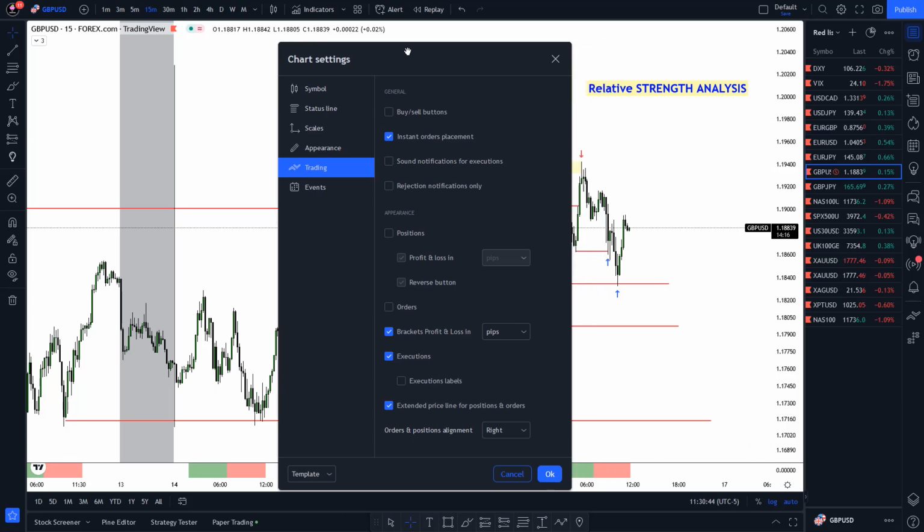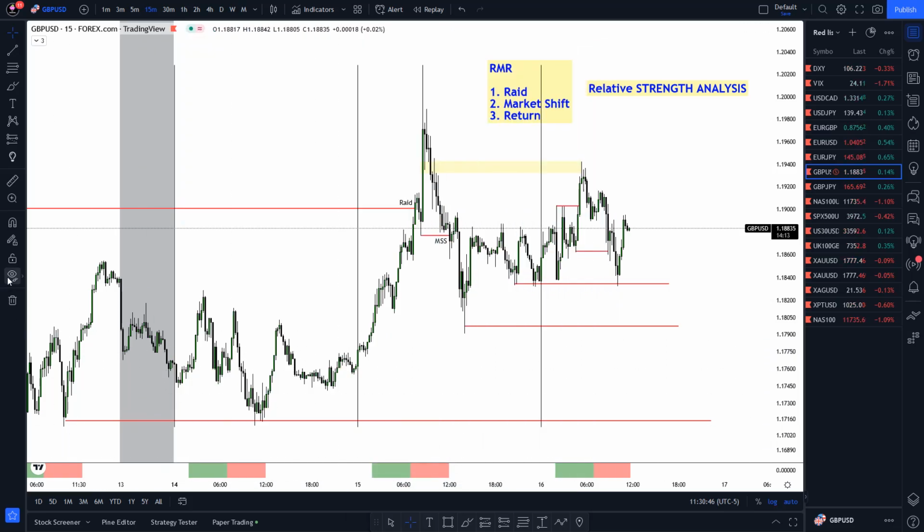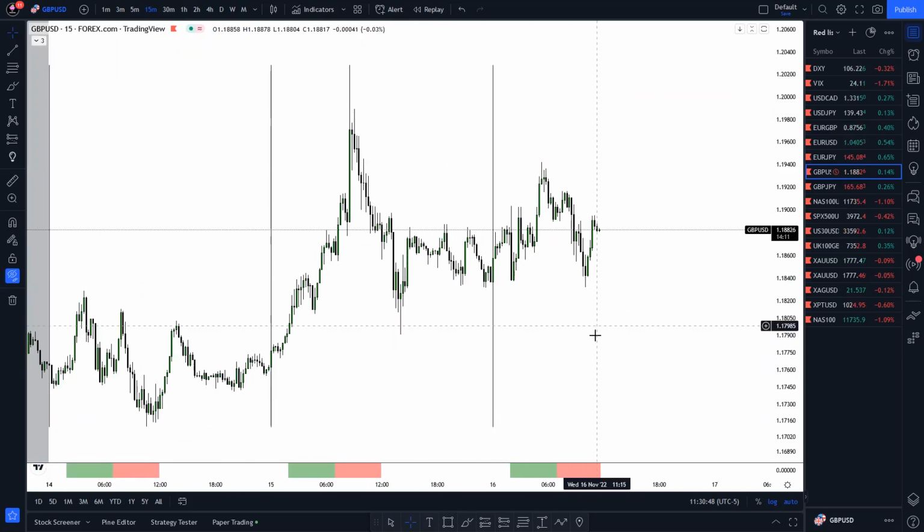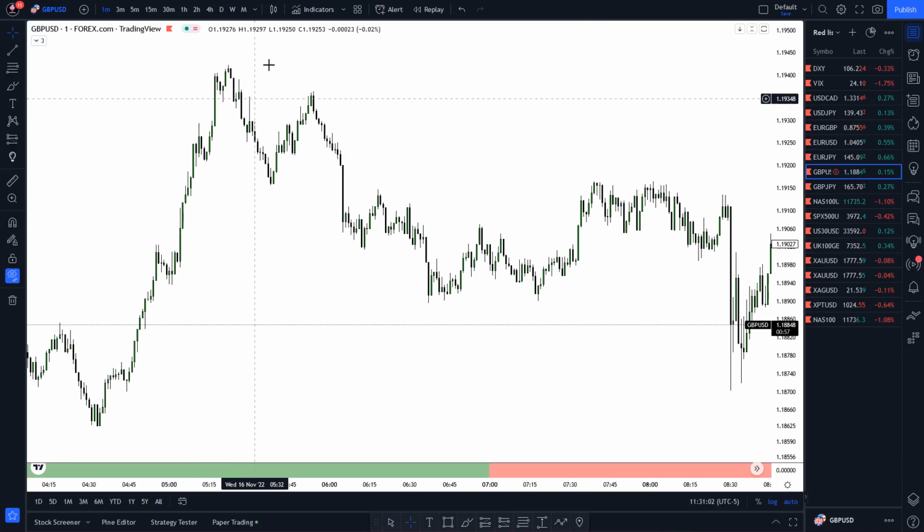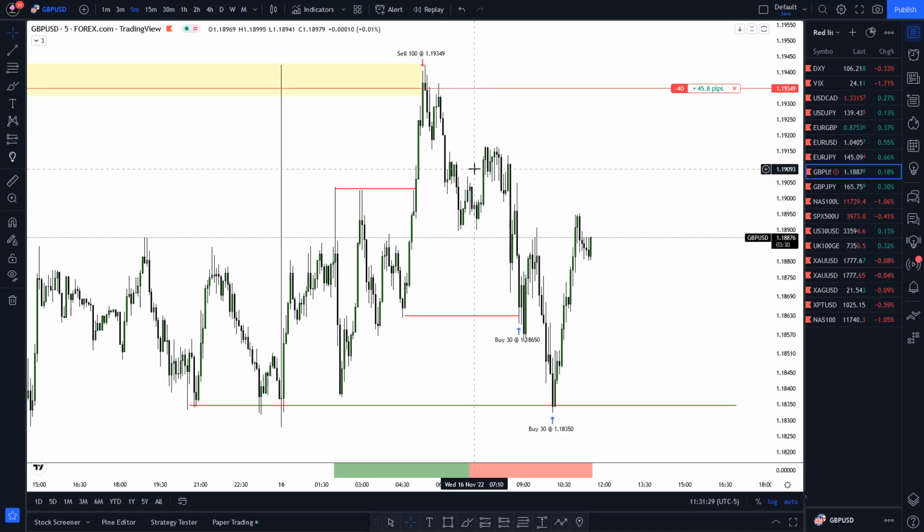Okay guys, I'll just turn off all my annotations so you can take a naked screenshot of this chart if you'd like to outline the RMR yourselves. And here's the 1 minute chart so you can outline those short-term RMRs. But I guess that'll be it for this video.